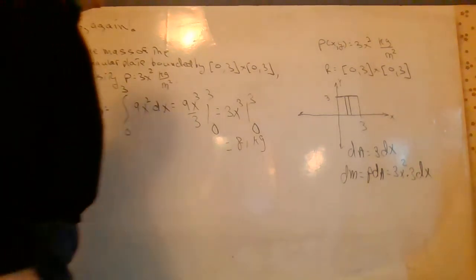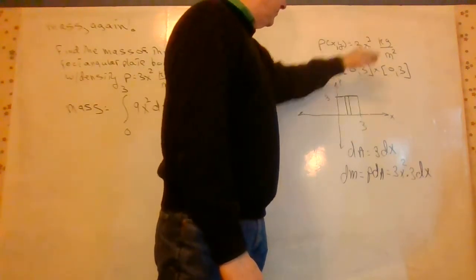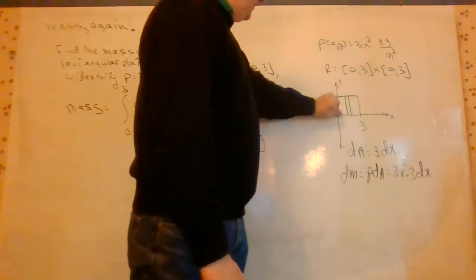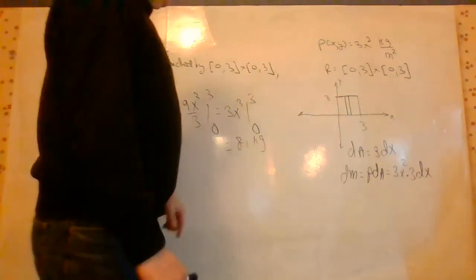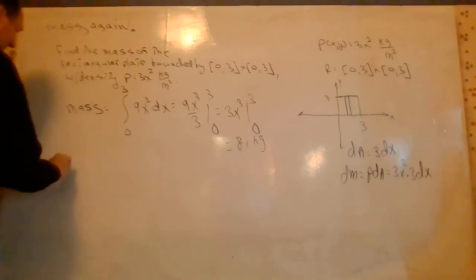We can do it as a single integral along the axis that the density varies with. If this was 3y squared, we'd have to use horizontal strips and integrate along the y-axis. If we want to use a double integral, so be it.